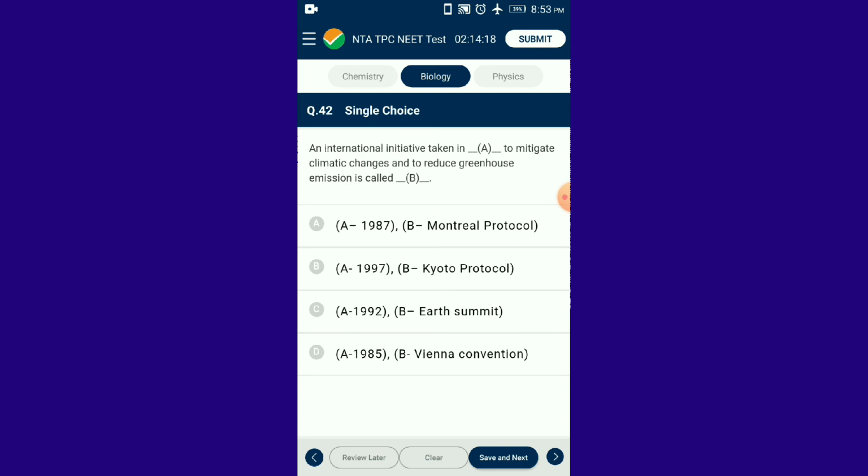Question number 42. An international initiative taken in 1997 to mitigate climatic changes and to reduce greenhouse emission is called Kyoto Protocol. So the correctly matching option is option B. The international initiative taken in 1997 to mitigate climatic changes and to reduce greenhouse emission is called Kyoto Protocol.